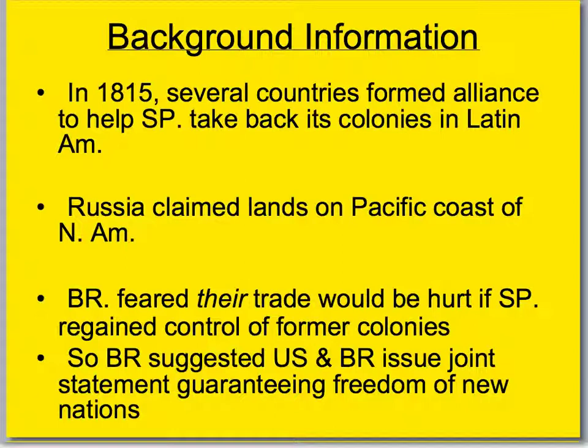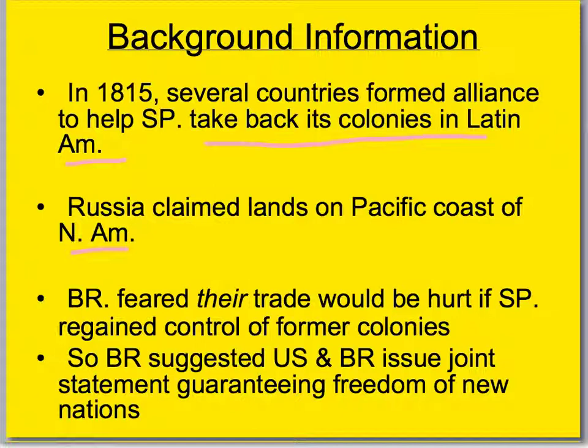Okay, so what you need to know now is, 1815, you start to see that unrest. Several countries have formed alliances to help Spain. Now, we're talking about European countries. They're going to say, hey, Spain, we're going to help you out so you can take back your colonies in Latin America. Russia has also claimed land on the Pacific coast of North America. They have a claim in the Oregon Territory. They also claim Alaska and along the coast of Canada.